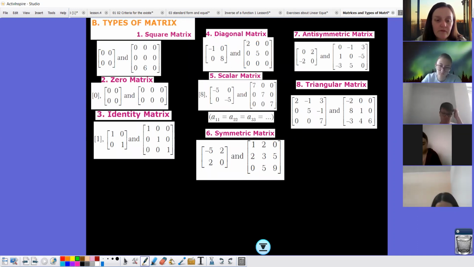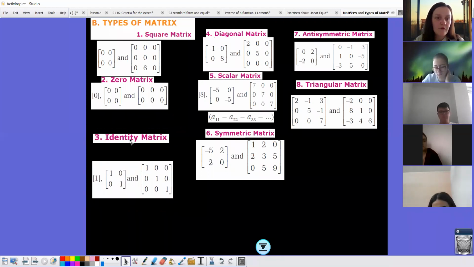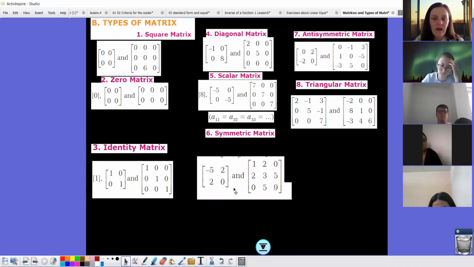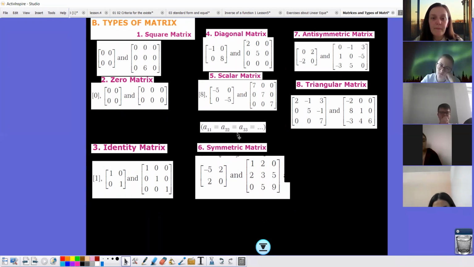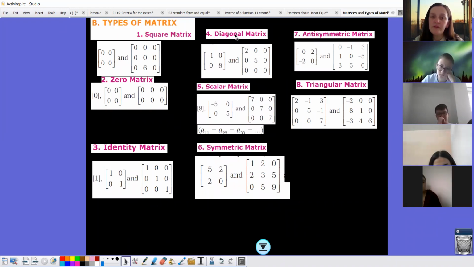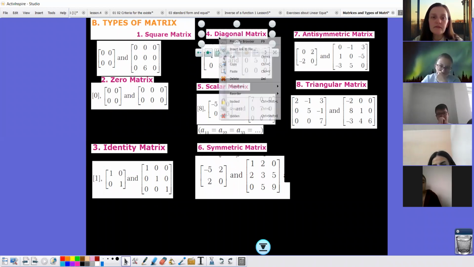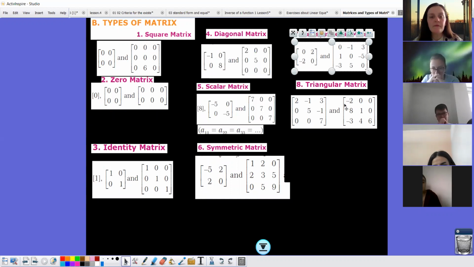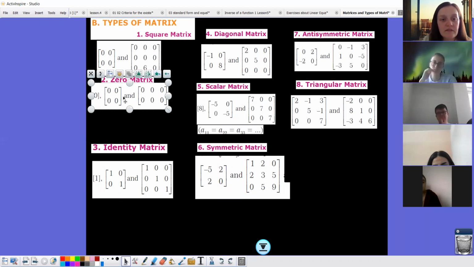Now here we have types of matrices. As you can see, we have 8 types. It won't be very understandable directly from now, but at least try to remember the names, okay? First type is square matrix.